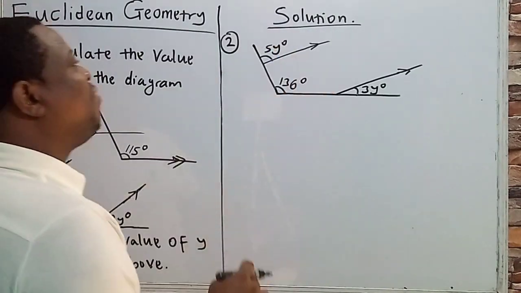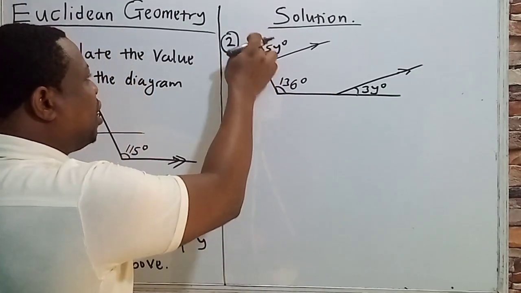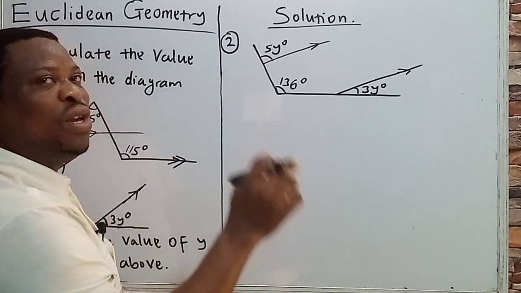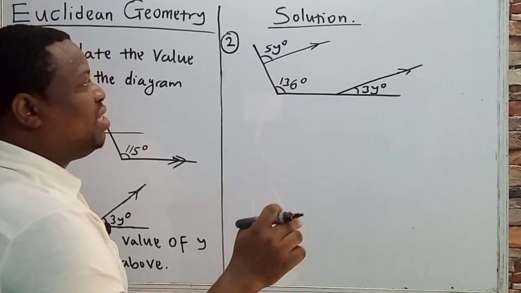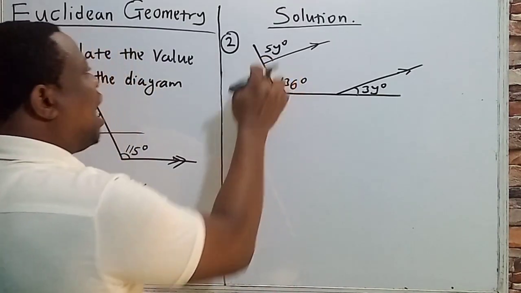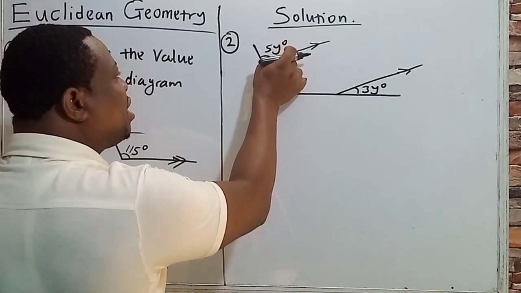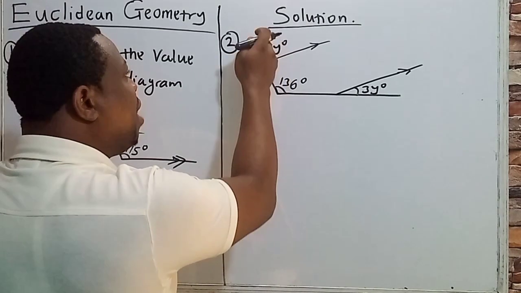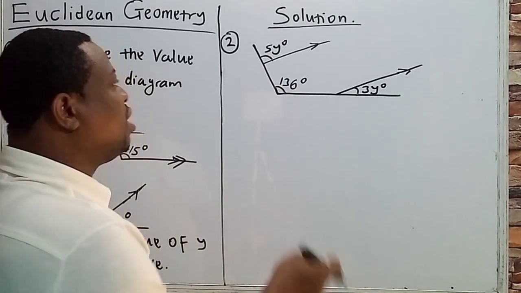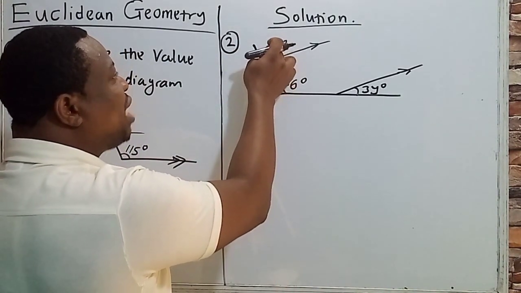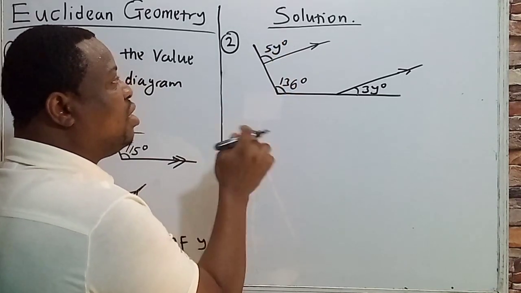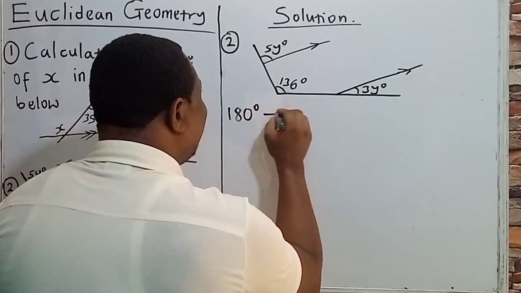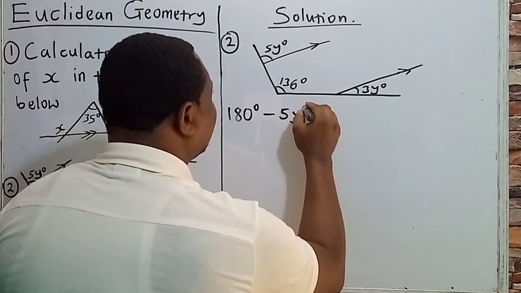Now, let's try to approach the second question. With the diagram we have on the board, again, this is another straight line. Therefore, this angle here and this angle should give me 180 degrees. I know that for me to get this angle, I need to subtract this 5y from 180 degrees, since the both of them add up to give us 180 degrees. So I'm going to write here 180 degrees minus 5y.